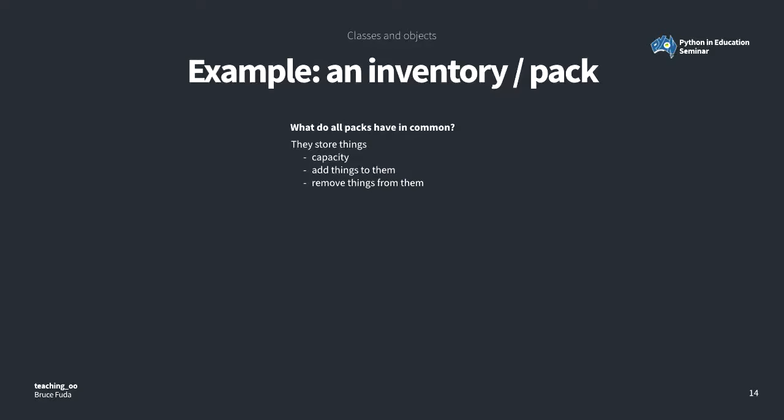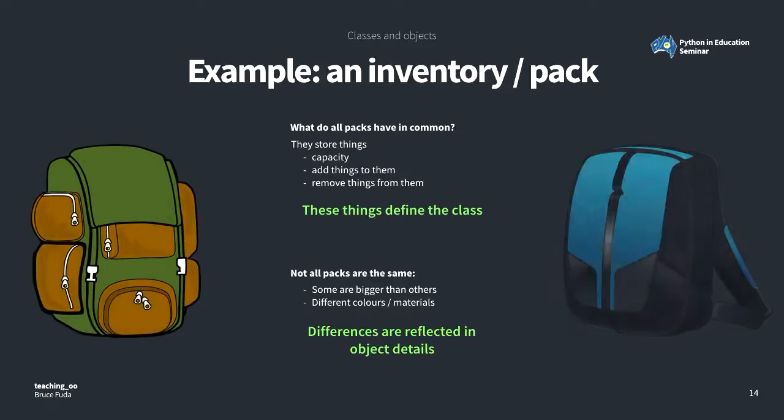So all packs have the ability to store things and they have a capacity. All right, if we were to say what is the minimum set of requirements for a pack, we'd say that. And so these are the things that we'll use to define our class. But the thing is that not every pack is the same. We have packs of different sizes. We have packs that are made of different things, that are different colors. And so the differences in these are what are reflected in the details of the object.